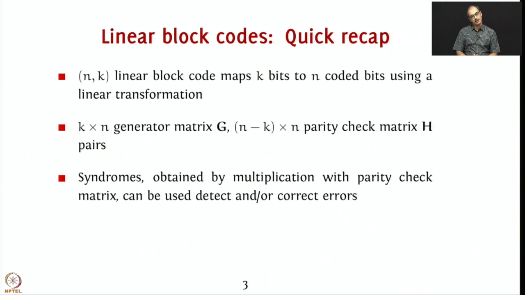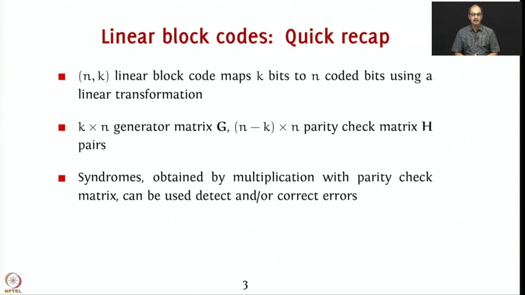This results in an n-bit vector, which is a code word. An (n minus k) cross n parity check matrix H is a pair to this G, and when you post-multiply any of the code words by the parity check matrix, it yields 0. In other words, the parity check matrix can be used to confirm that no error has occurred, typically.